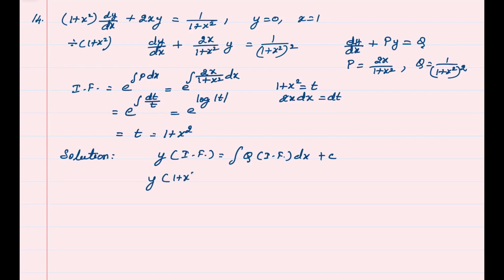The integrating factor is 1 plus x square. y times 1 plus x square equal to integral q, which is 1 divided by 1 plus x square the whole square, times the integrating factor 1 plus x square. And the integral of 1 divided by 1 plus x square is tan inverse of x.